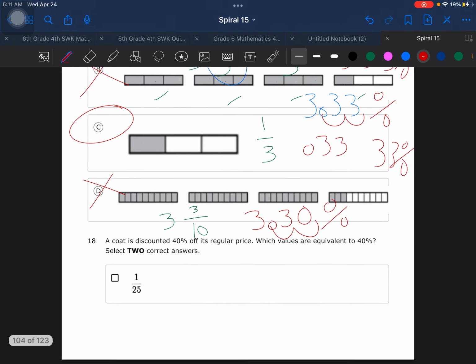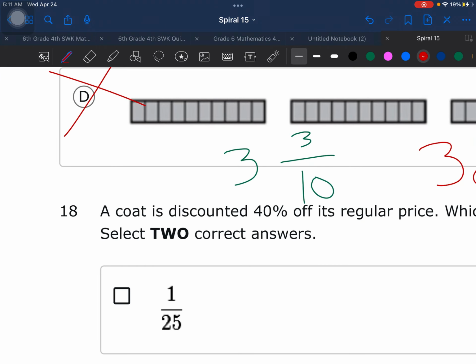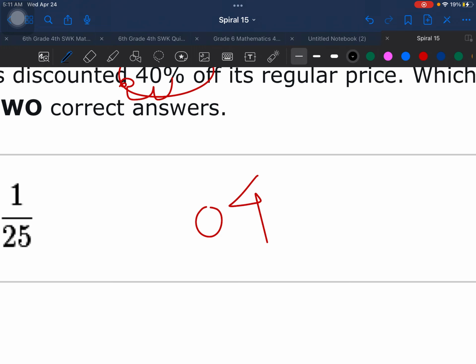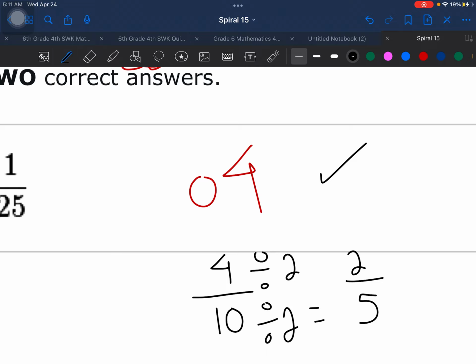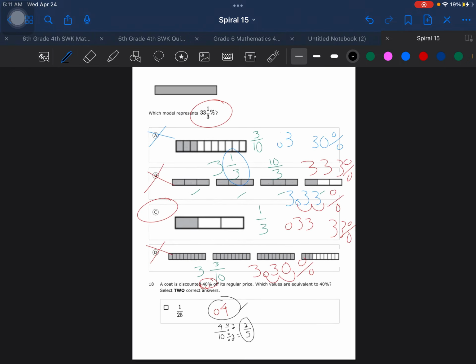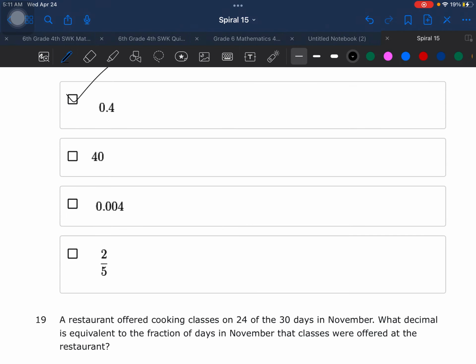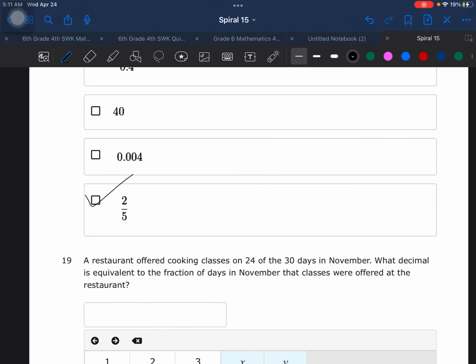So just, double check everything. 40%. 40%, we move it 2 times to the left. You get 0.4. That's my first answer. That's a decimal. How do you say this correctly? You say 4/10. If you simplify by 2, you get 2 out of 5. So these are my 2 answers. Boom and boom.